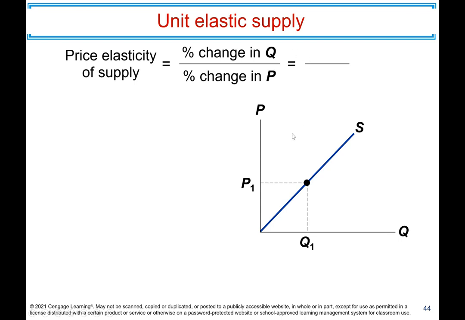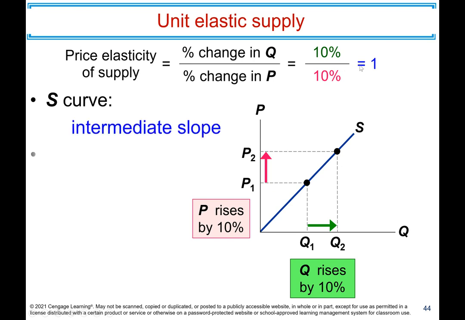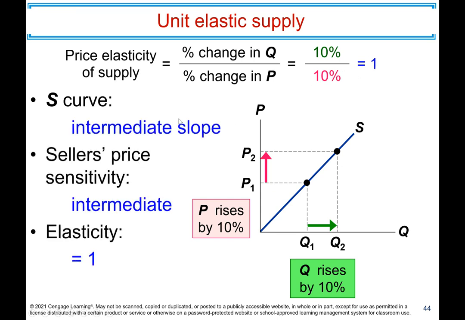Unit elasticity. Unit elastic supply. When the price increases by 10% and quantity supplied increases by 10%, elasticity coefficient is equal to 1. That is the intermediate slope. And sellers' price sensitivity is intermediate and elasticity coefficient is 1.